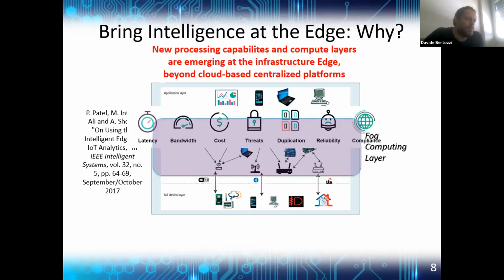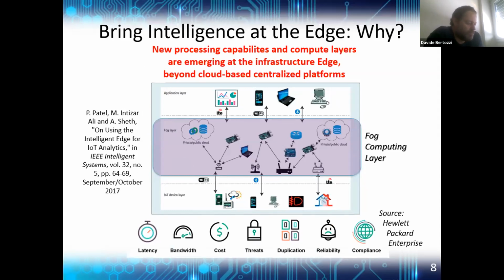So why would you like to bring intelligence to the edge? Today, there are a number of good reasons why you would like to do that. Minimize latency, because there are many applications that require immediate insight and feedback, and you cannot afford offloading your computational workload to the cloud. It takes too long.